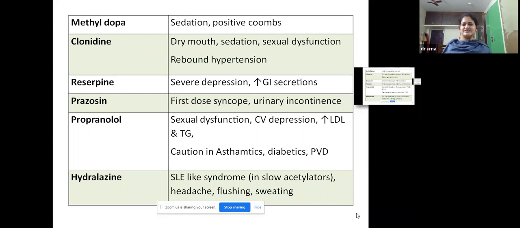Reserpine produces severe depression. Prazosin, which is an alpha blocker, causes first dose effect. First dose effect is common with alpha blockers. Propranolol produces sexual dysfunction, raises LDL levels, and raises sugar levels. Caution should be taken in asthmatics, diabetics, and peripheral vascular disease. Hydralazine produces SLE-like syndrome in slow acetylators.